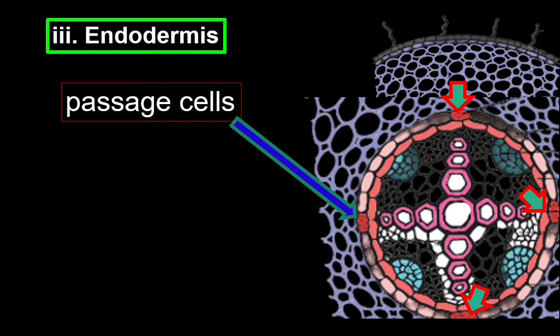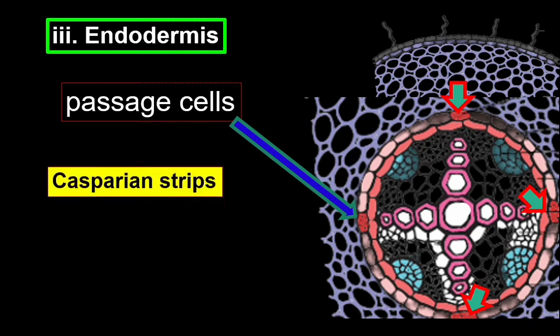Why are they called passage cells? They are called passage cells because they allow the movement of water towards the center of the root. Other cells of the endodermis are not passage cells. They do not allow the movement of water. Their cell walls are thickened by Casparian strips. Passage cells do not have Casparian strips, but other endodermal cells have Casparian strips.